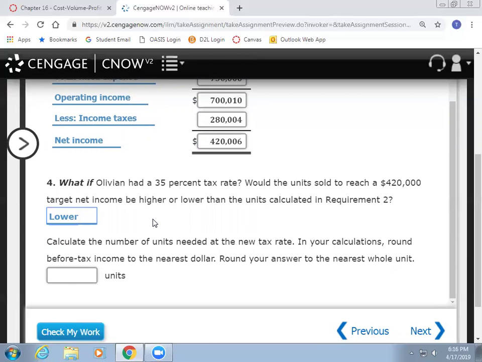So rounded, you should have a before tax or pre-tax income of $646,154. Okay. So our before tax income lowers to $646,154. Really kind of puts into perspective what a 5% tax increase does, right?